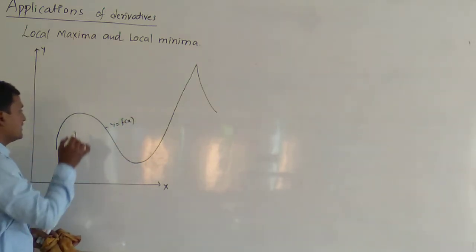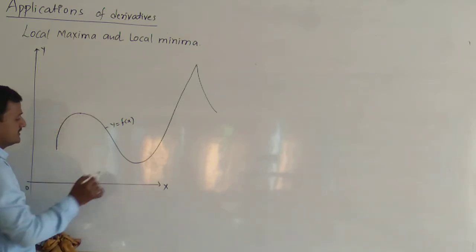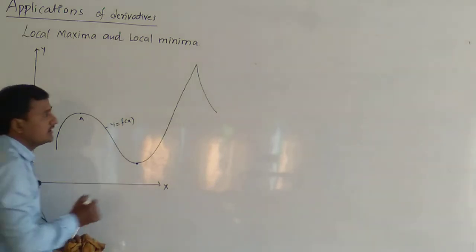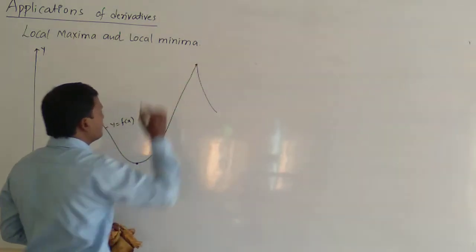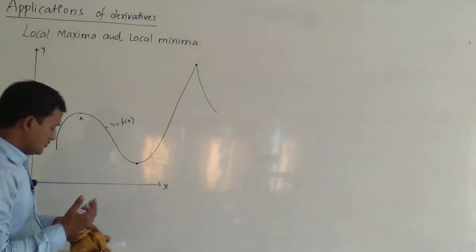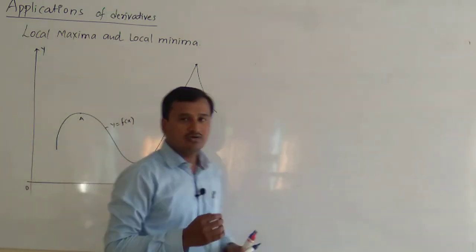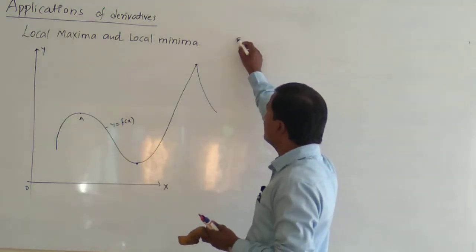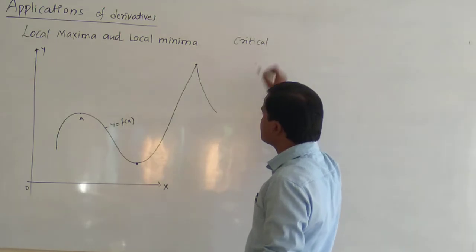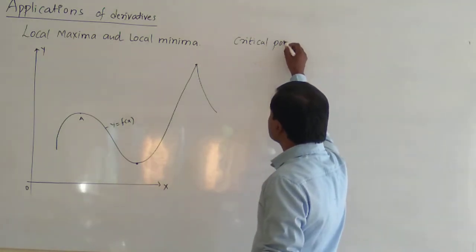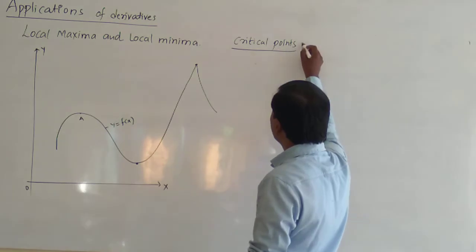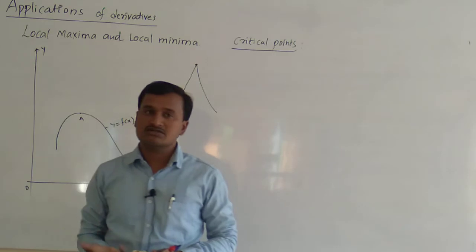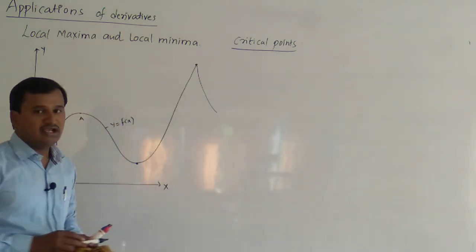And again here you are getting the maximum value. This is a point A, and here I will call this point B, and here you are getting one more point. To discuss the first derivative test and second derivative test, you should know two important definitions. They are the critical points. What is the meaning of a critical point? These are also called turning points.